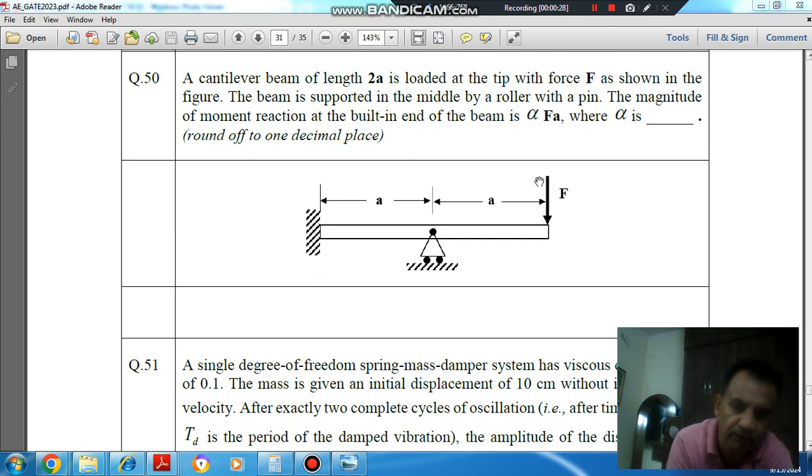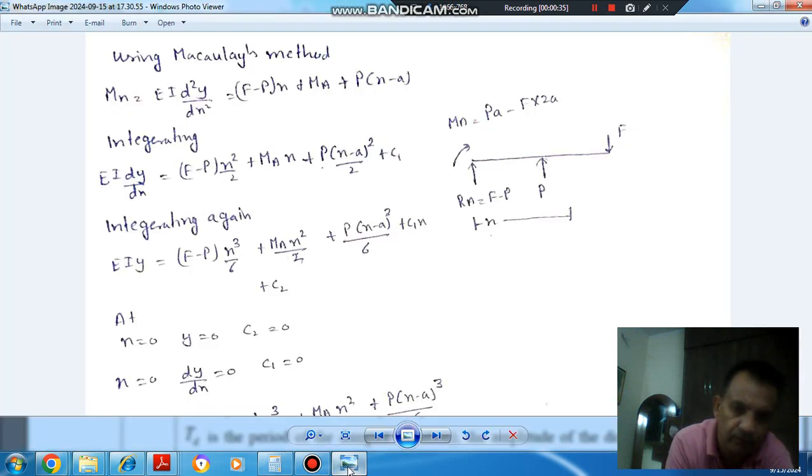So this is the given figure. Here force F is applied. Here the support is there, and this is your built-in end, and this is A, this is A. Suppose P is the reaction applied by the support, RA is the reaction at the built-in end, and MA is the reactive moment at the built-in end. Then RA will be equal to F minus P, and MA, if we consider clockwise, will be P into A minus F into 2A.